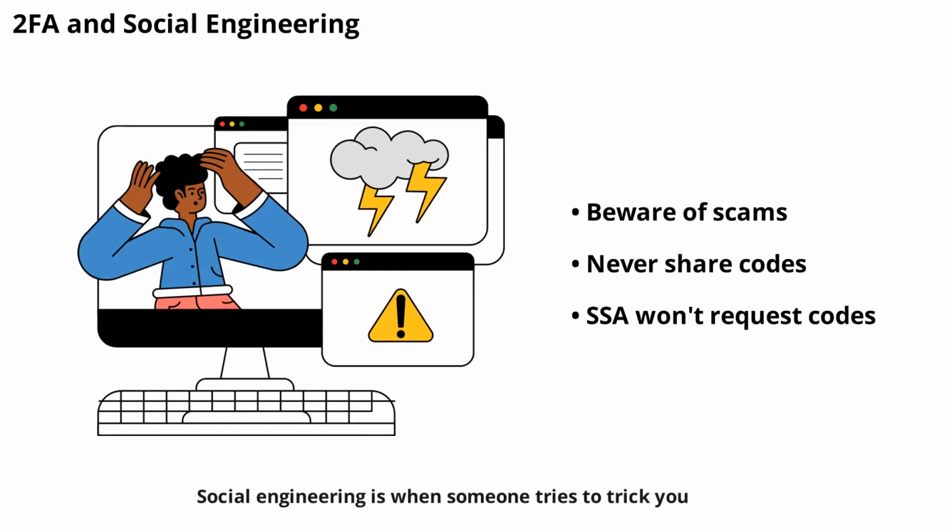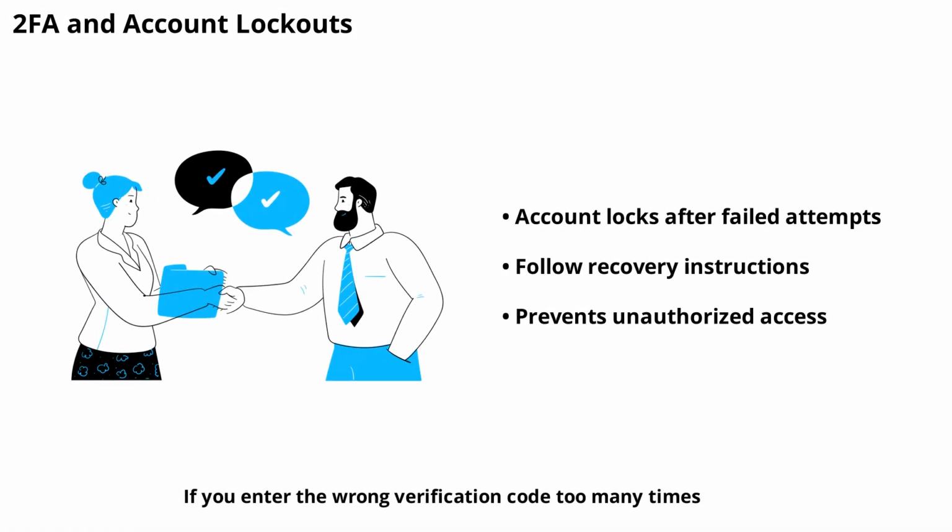Social engineering is when someone tries to trick you into giving up your verification codes or other sensitive information. Always be cautious of unsolicited messages or calls asking for your codes. The SSA will never ask you to share your 2FA codes with anyone. If you enter the wrong verification code too many times, your account may be temporarily locked for security reasons. Follow the instructions provided to regain access, which may include waiting a certain period or contacting support. This helps protect your account from unauthorized attempts.